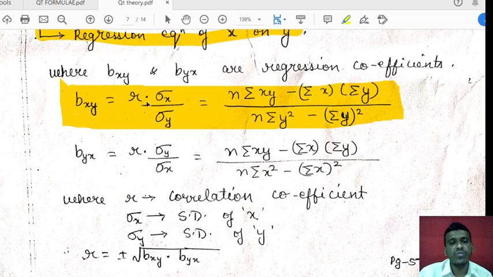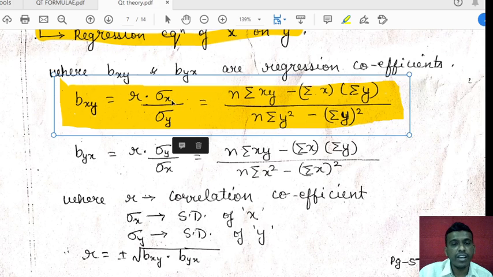So bxy is equals to r multiplied by sigma x upon sigma y, because this is x on y. Here also you can see very clearly that it is x on y. So r multiplied by sigma x upon sigma y, where sigma x is the standard deviation of x and sigma y is the standard deviation of y. It is equal to n into summation xy minus summation x into summation y, the whole divided by n into summation y square minus summation y the whole square.